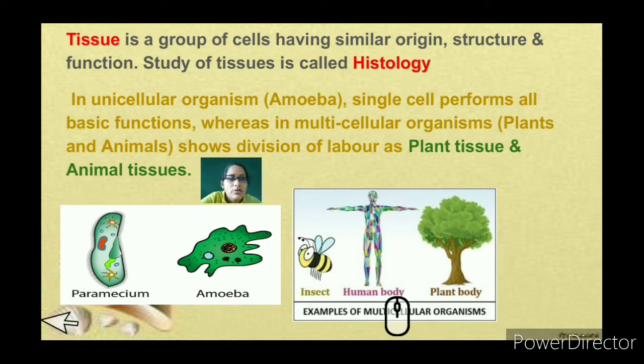So tissue is a group of cells. They have similar origin, almost similar structure and almost similar function. So what do you call the study of tissues? The study of tissues is known as histology. So understand that a group of cells, or a mass of cells, when they are together and have almost a similar origin, structure and function, they are known as tissues.